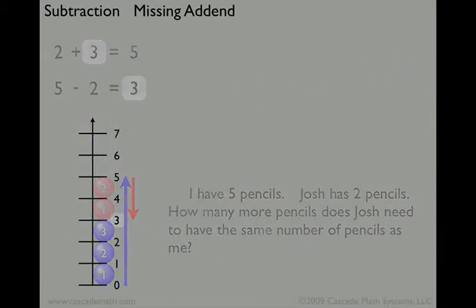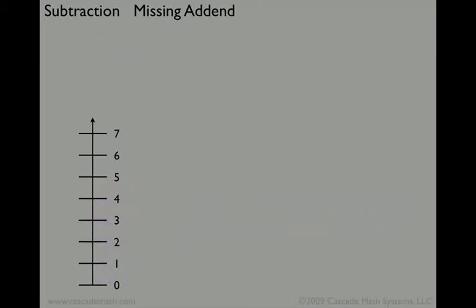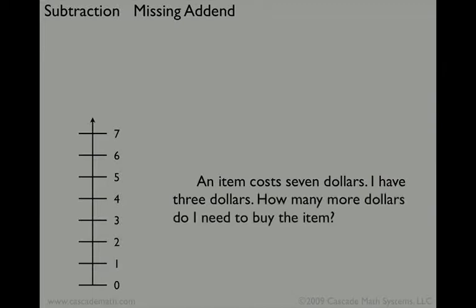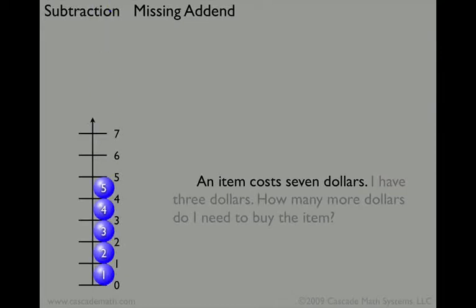I'm going to start a problem and let you finish it. I go into a store. I see an item I want that costs $7. I have $3 with me. If I go home to get more of my money, how many more dollars do I need to buy the item? First, I use 7 balls to represent the $7 the item costs. 1, 2, 3, 4, 5, 6, 7.